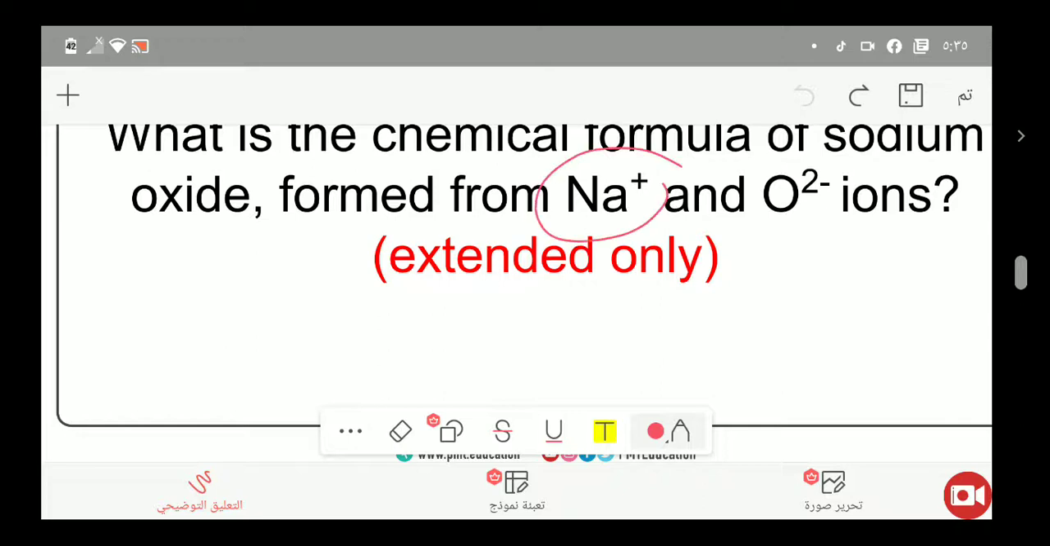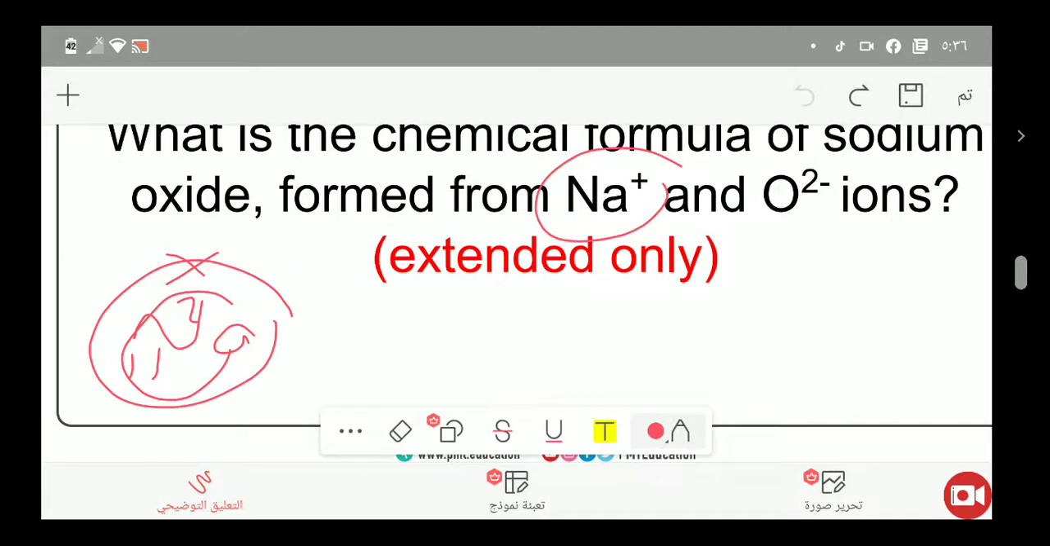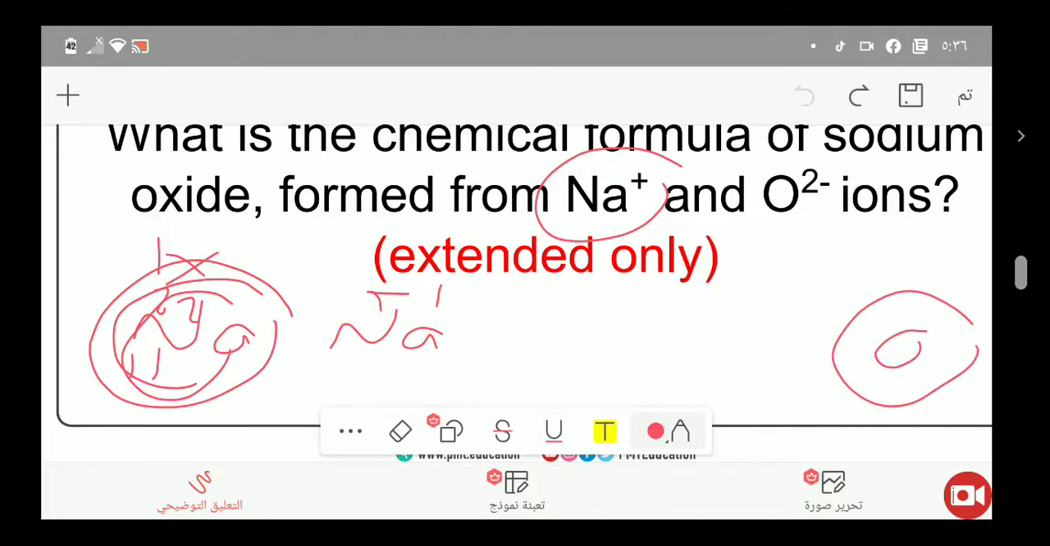As we know, sodium is a group 1 element and has 1 electron in its valence shell, because sodium is 11, so it is 2, 8, and then 1 electron in the outer shell. So sodium will lose 1 electron and convert into a positive ion, Na+. Oxygen, in group 6, has 6 electrons in its outer shell, so it needs 2 electrons to be stable, to have 8 electrons. So it will gain 2 electrons and change into a negative ion.